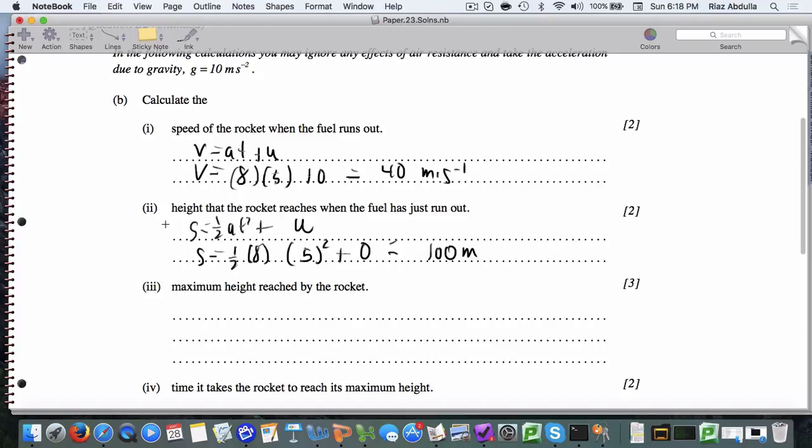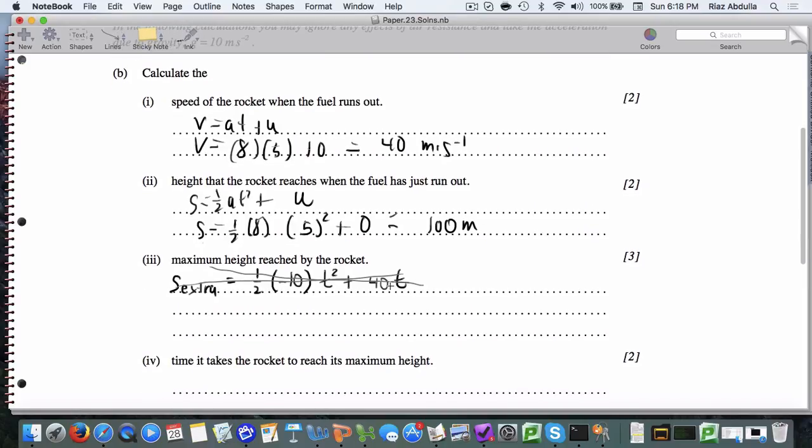And then the maximum height reached by the rocket. So let's be clear. Let's get an S extra in addition to this S here. And that's going to be 1/2 times negative 10 times t squared plus 40 times t. So that's not going to work. Not a good idea. I tried. I just thought that might get me the answer, but it's not going to. So I'm going to move on to the next formula.